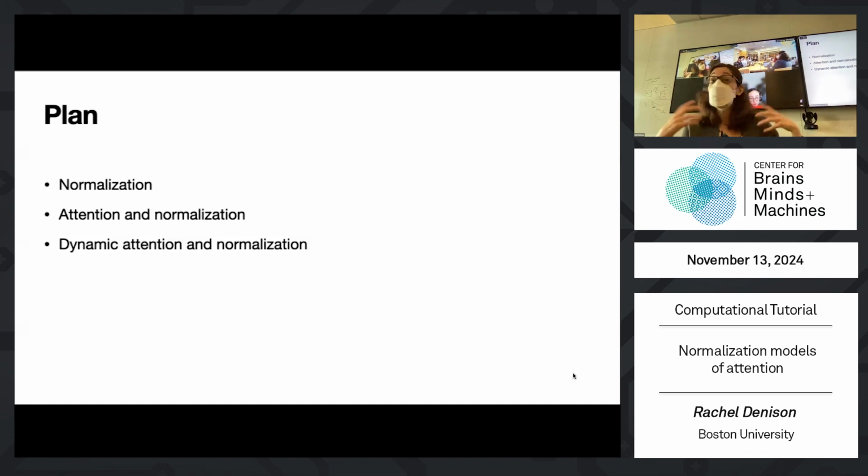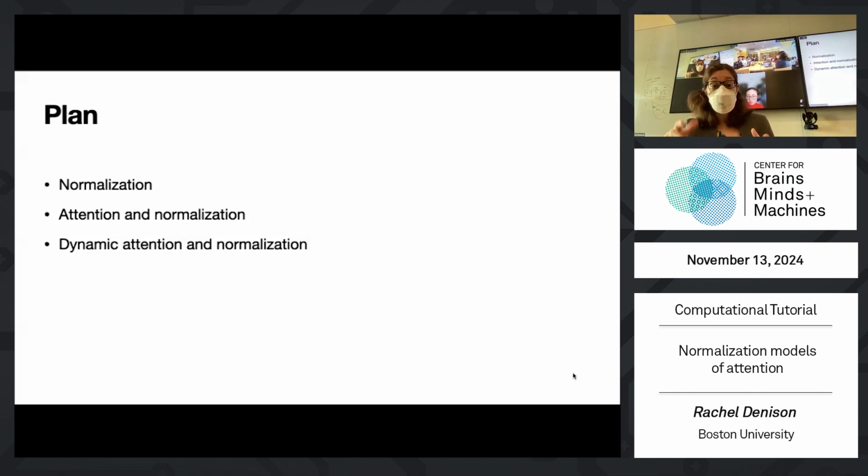Normalization seems to be a kind of computation that's very basic and widespread in sensory systems, for good reasons which we'll talk about. So we're going to talk about just normalization. What is it? Then I'm going to introduce attention into this mix and show how normalization models of attention capture this interaction between attention and normalization.